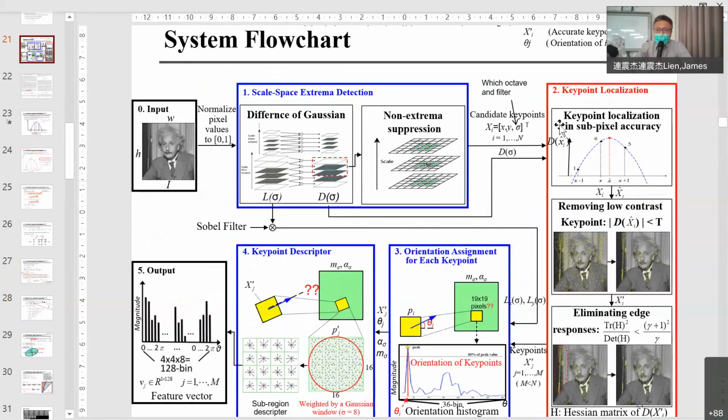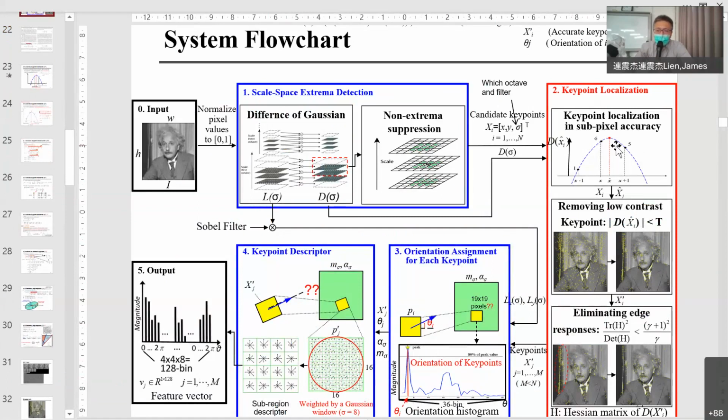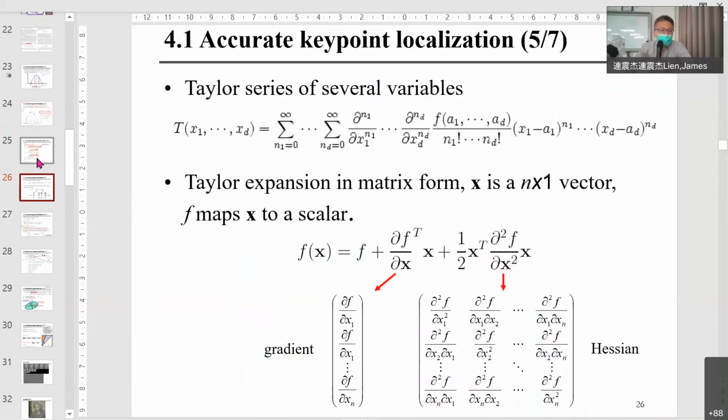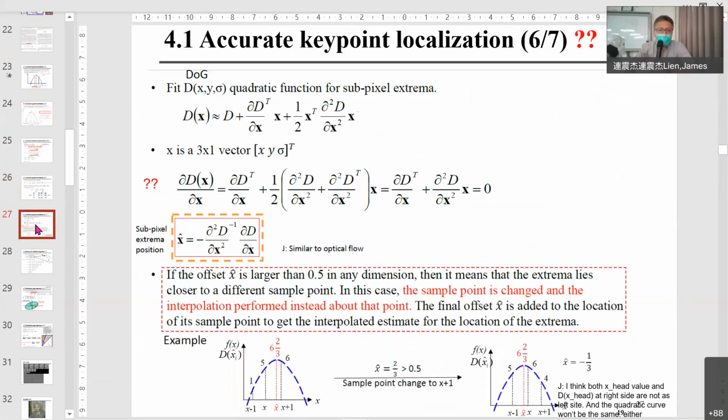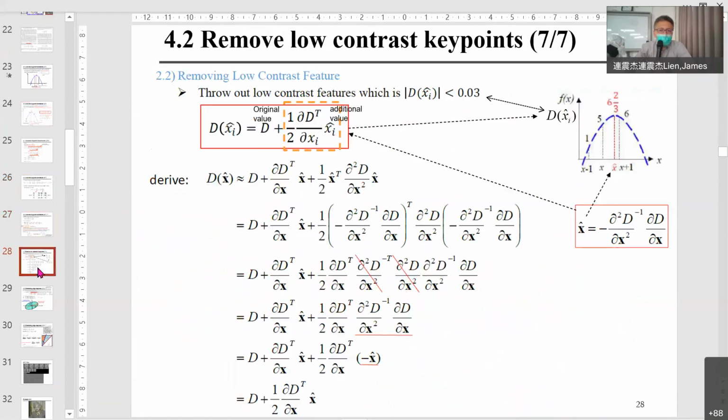So right now we come up to here. After you have this, we go to the next steps. Right now you have subpixel accuracy. The next step is to remove low contrast points.